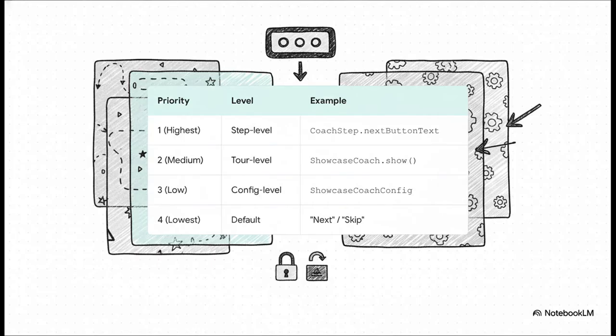Oh, and this is a fantastic detail for developers. I love this. It's a layered customization system. So take button text, for example. You can set a global default, right? Then you can override that for an entire tour, and then you can override it again for one very specific step if you need to. This priority system gives you that perfect mix of get-it-done-quick convenience and super fine-grained control.